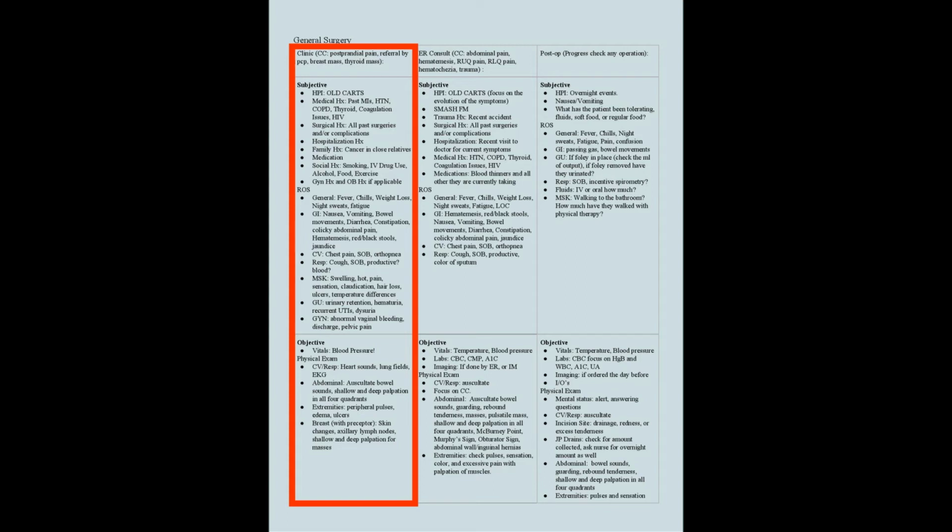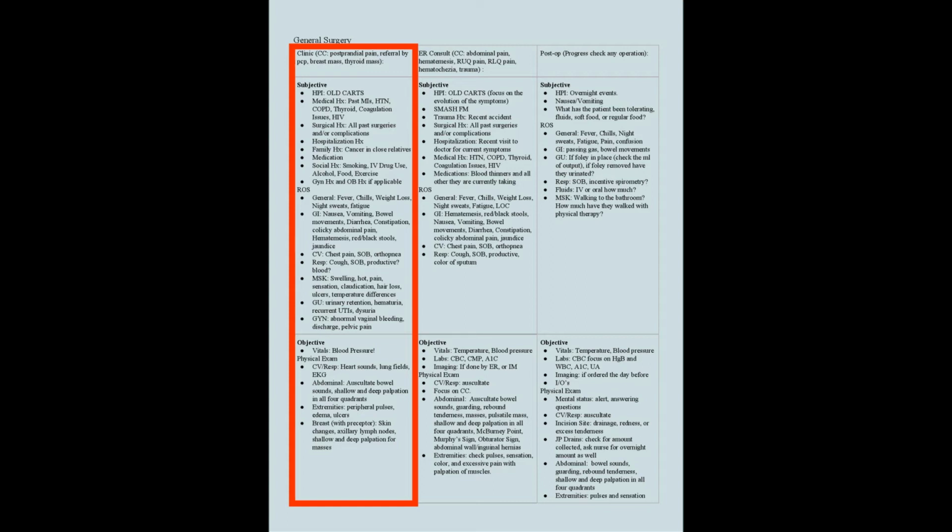So you start out by doing an HPI, old cards. We've been doing this for years now, and just ask them exactly when they noticed changes or how long it's been there, any pain, stuff like that. What's really important that you do here is get a really good history of their medical history, any past MIs, hypertension, COPD, thyroid issues, coagulation issues, any infectious diseases that should be checked for.